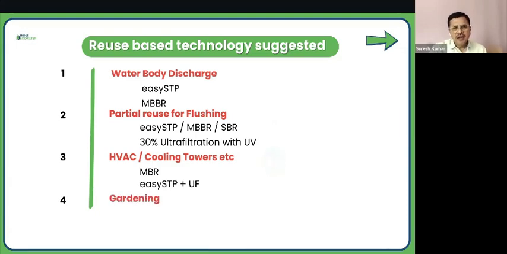Understand how we are choosing the end use and then going for choosing a technology. Suppose you want to use it only for gardening. You don't want to put it back into the drains. Then go for easySTP plus UV or MBBR plus UV. You can even go for SBR plus UV. But the point is SBR is slightly more expensive to, in capex as well as operating cost.